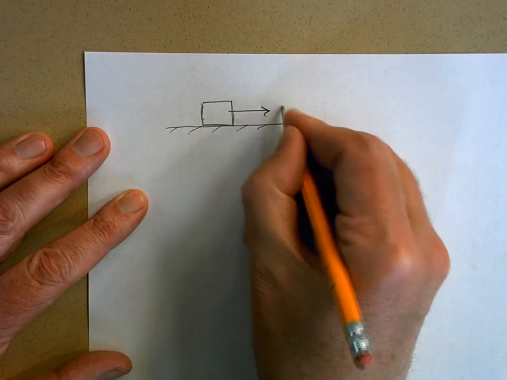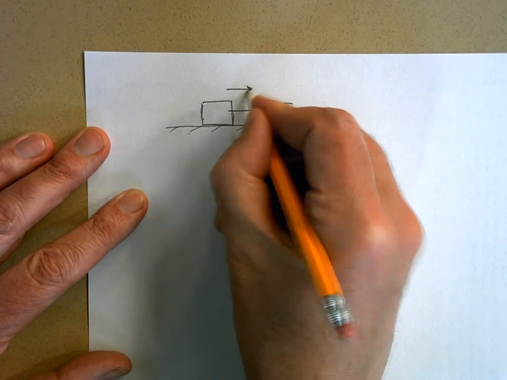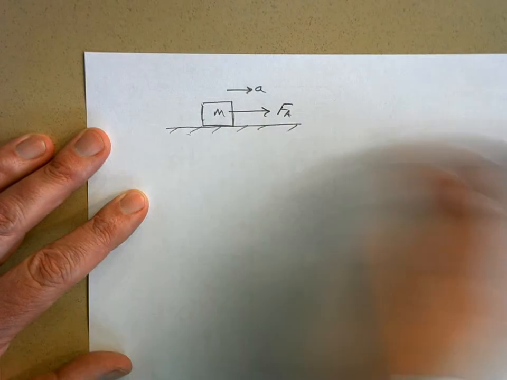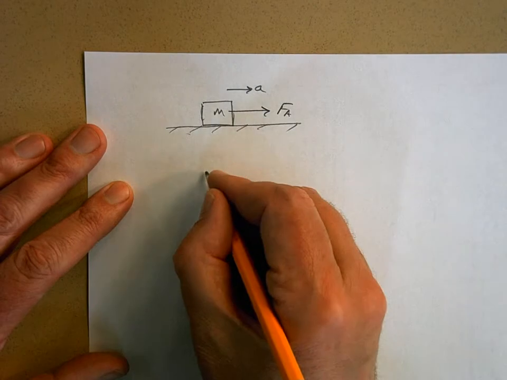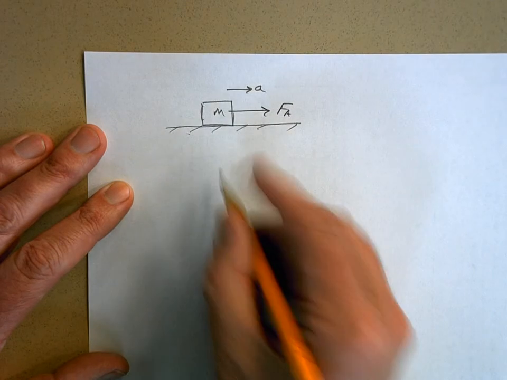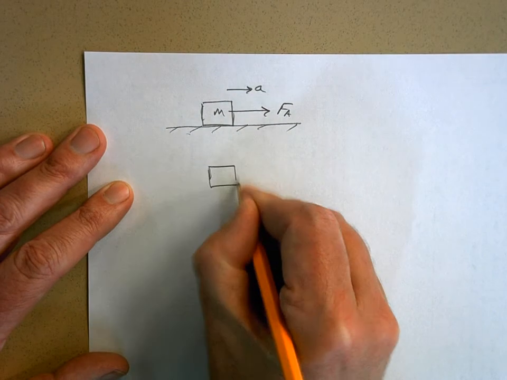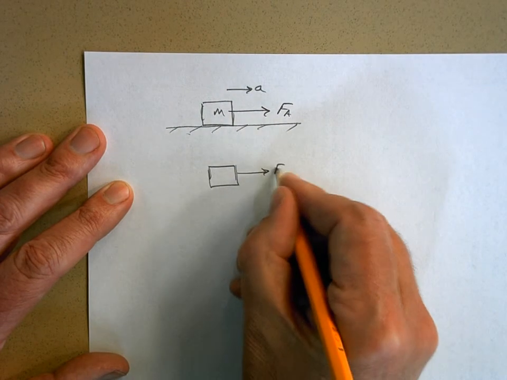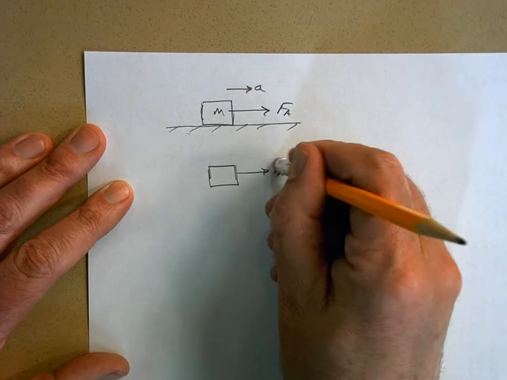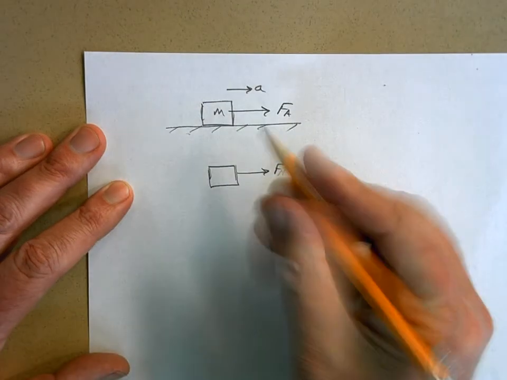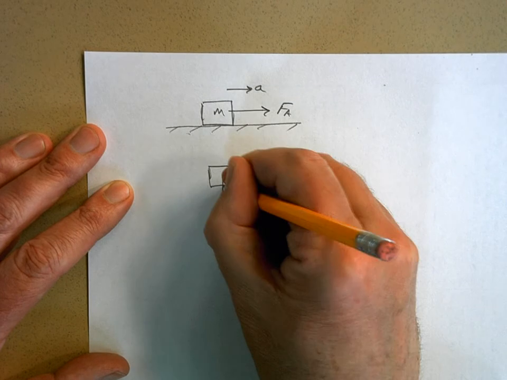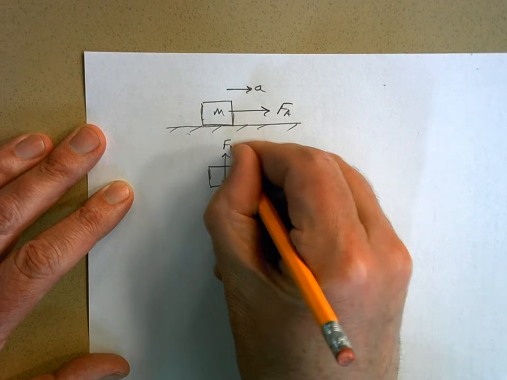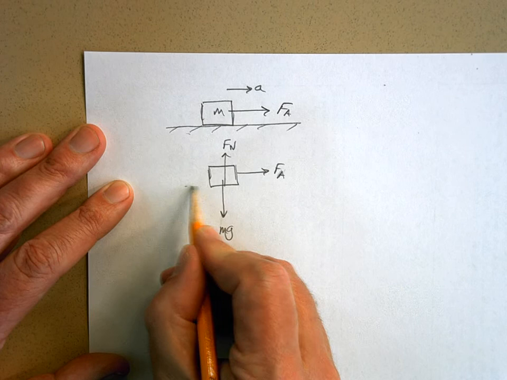So I've got some applied force. Maybe I've got some known acceleration and a mass. So now I've got friction. If I draw the free body diagram, it's given, find, and solve, then draw the free body diagram. I've got an applied force. I've got gravity. I've got a normal force. And then I've got force of friction.